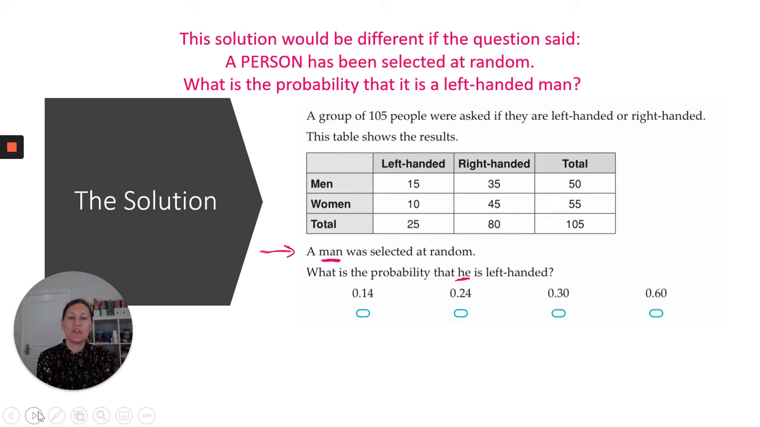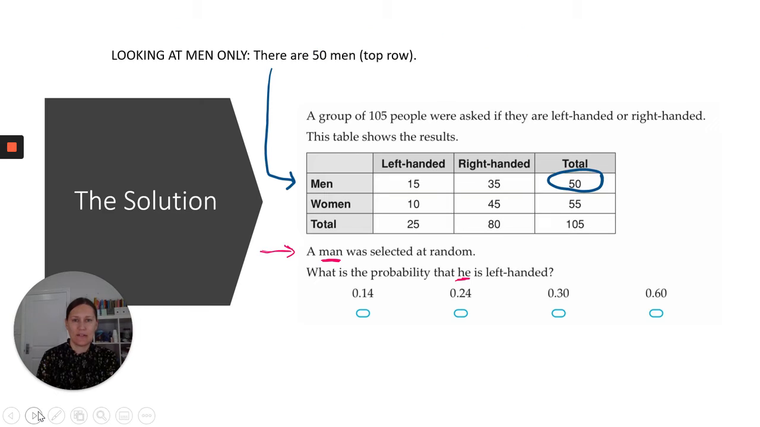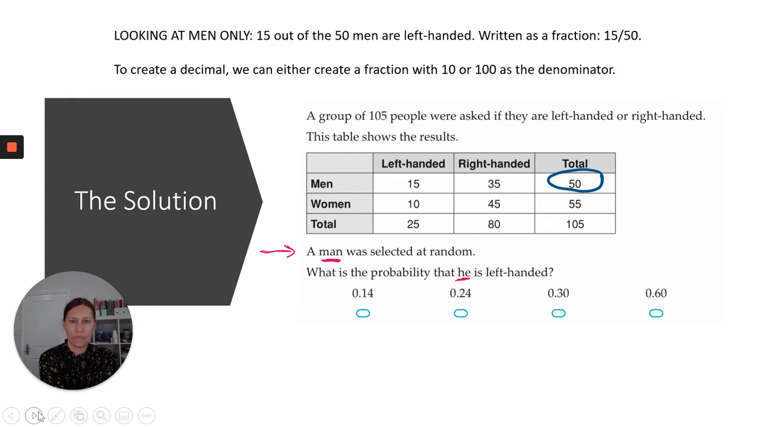This question is specifically talking about the men, and from the men. So we've selected the men out of this big group, which is a total of how many? 50. What's the probability that that man is left-handed? Okay, so looking at men only, there are 50 men, and we look at that top row in the table below. Looking at the men only, there are 15 out of the 50 men who are left-handed, which we can write as a fraction 15 out of 50, or 15 over 50.